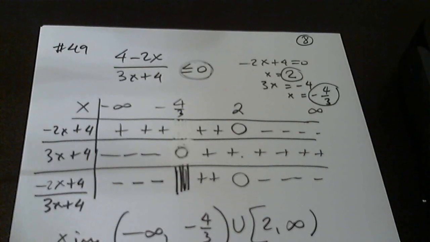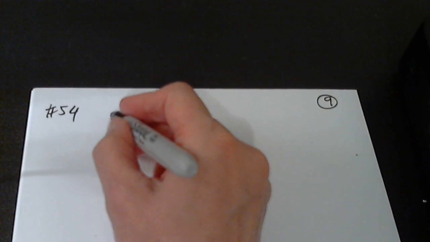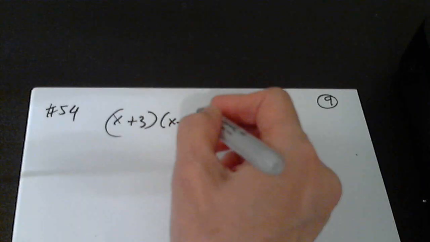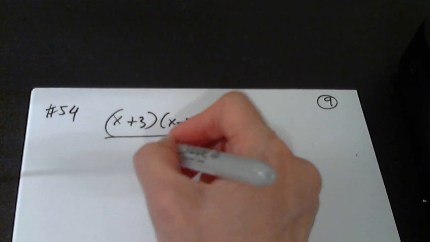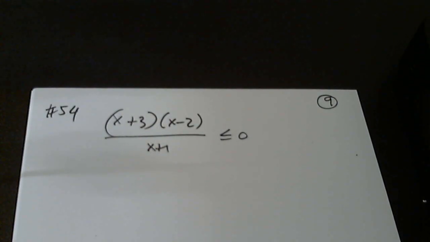Let's choose. Anybody? Can we do 54? Yes, 54. In 54 we have x plus 3, x minus 2 over x plus 1 less than or equal to 0. All nice. So these are the most difficult ones. So we're going to choose from here in a minute. All these are nice because the left-hand side is factored, the right-hand side is 0.